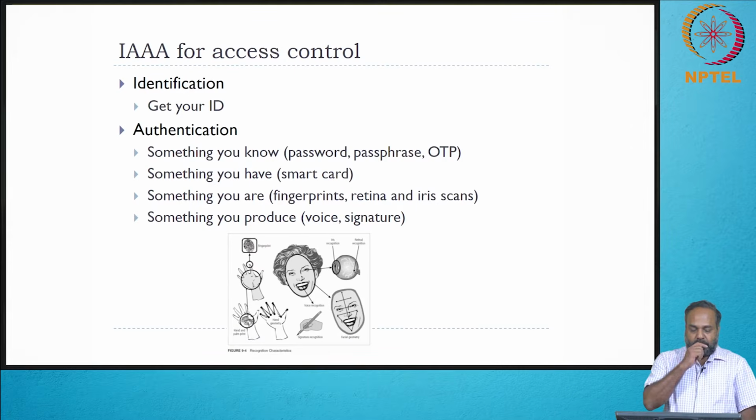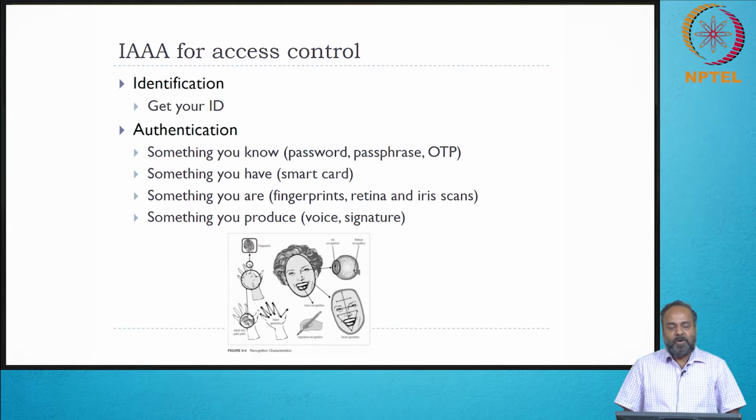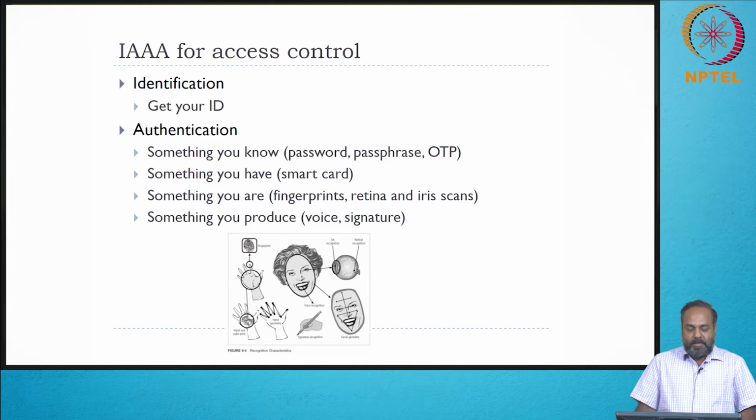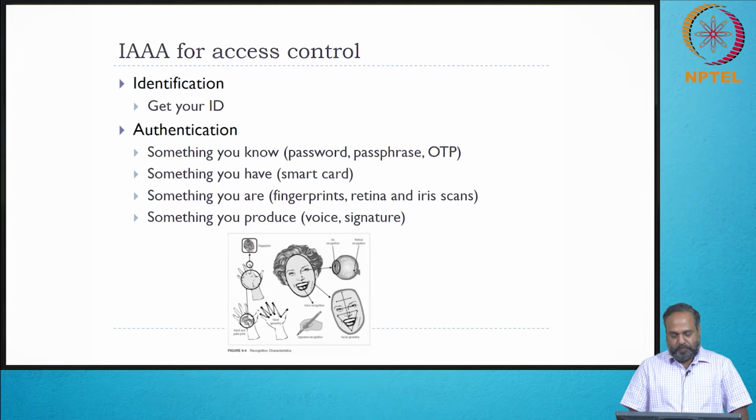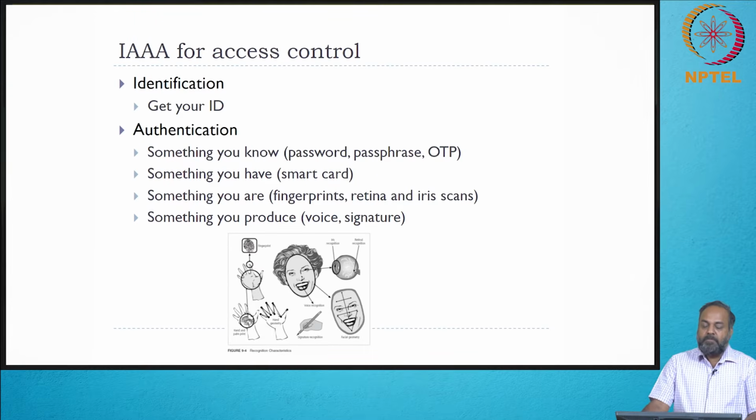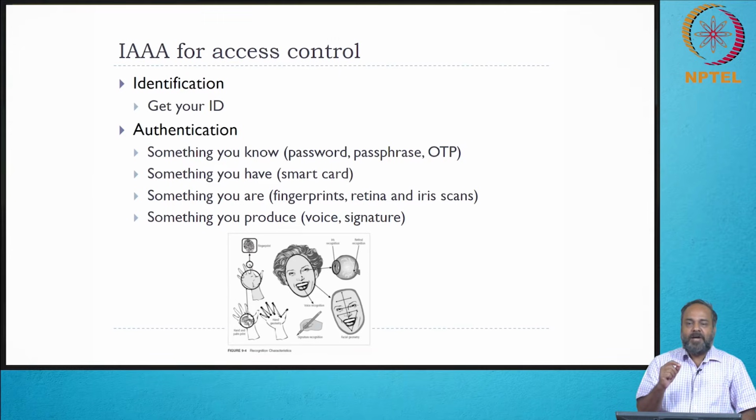Identification, we have discussed this already, it is about getting your ID. Each one who wants to access a system or a cyber asset or a cyber service should have an ID. So, creating an ID is the first step, we have seen this already. And now there are different types of IDs. The ID card is the classical one. An identifier is something that uniquely identifies a user.